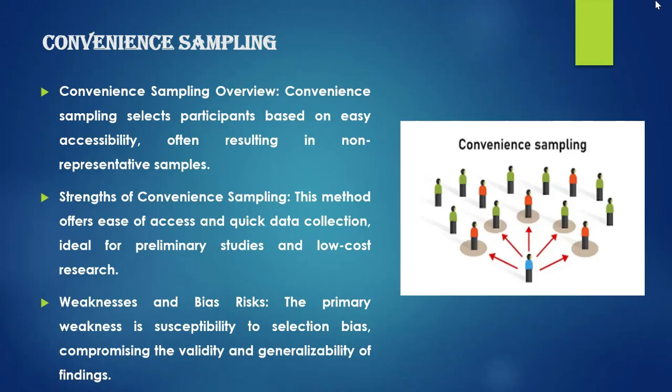But the weakness of this method is susceptibility to selection bias, compromising the validity and generalization of the findings. For example, a researcher surveys students at a nearby mall because it is convenient and accessible.